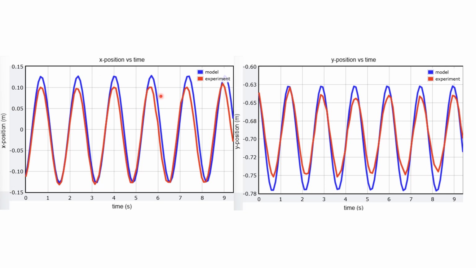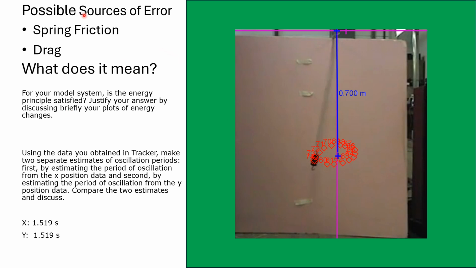And the reason this is different is because in the actual experiment there are other forces, so the energy is dissipated as it goes on, so there's not as much energy, which we can see in our possible sources of error, stuff like the friction in the spring and drag from the air. Okay, so what does this mean? For the model system, is the energy principle satisfied? Yes, in the model it is, because energy is always equal to 0, and in real life, in the experiment, it would not because of the other forces as we've discussed.